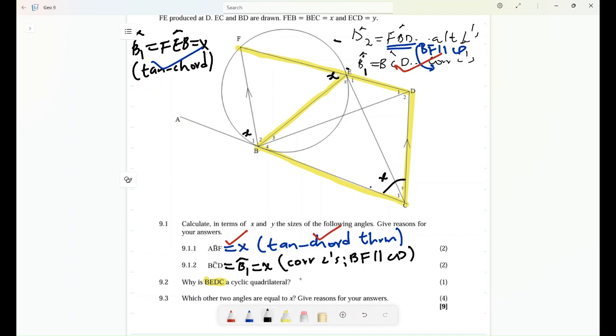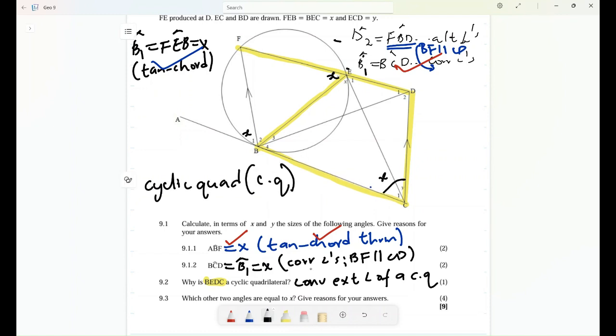This should be a cyclic quad. Why? I'm going to say converse. Remember, I'm trying to prove the converse. What did we use here? Exterior angle of a cyclic quad. Remember, if you have a cyclic quad, you can say cyclic quad. This is an exterior angle of a cyclic quad.